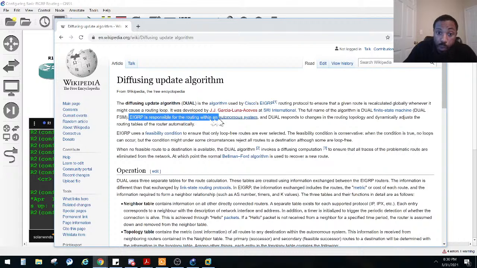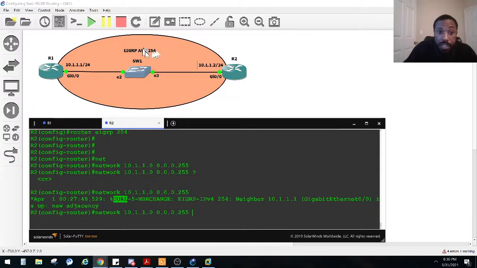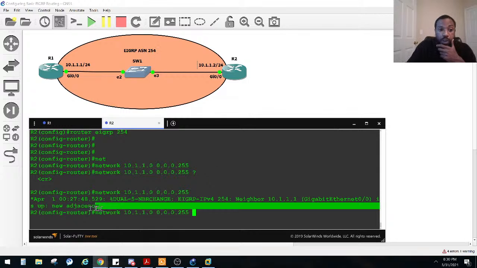It is responsible for the routing within an AS, or autonomous system, which is what we're doing here. The autonomous system is 254, right? So we have our neighbors that came up already, right? New adjacency is what it's saying there. We got a level 5 message. That's what that says. It says neighbor change.